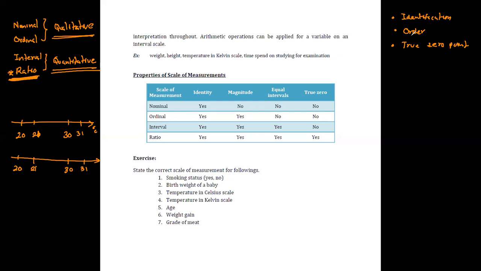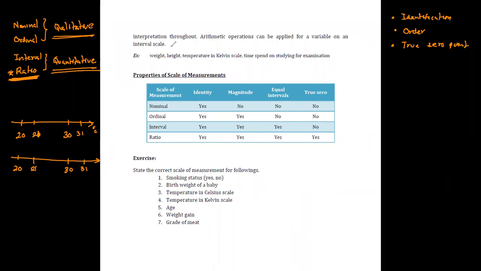True 0 point, and the fourth one is that there is the same interpretation throughout each interval. Therefore, if you are considering this weight, then we can compare. If you are comparing two students, you can say that student A is twice as heavy as student B.